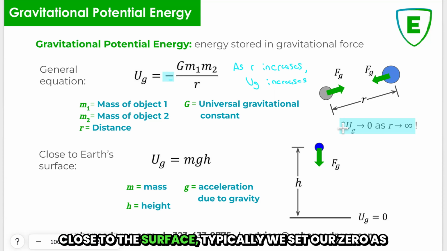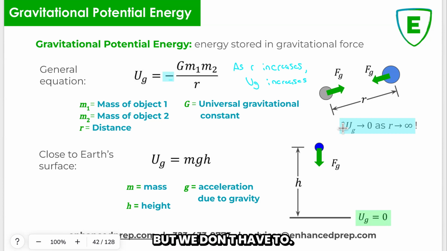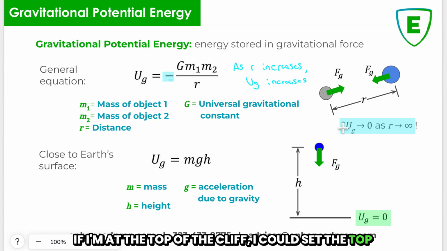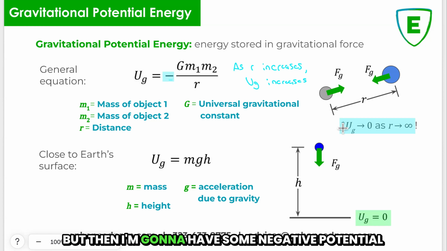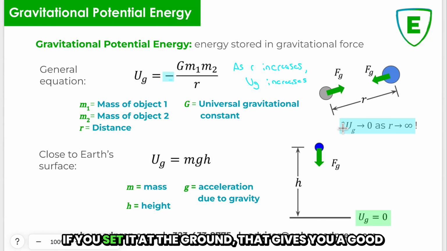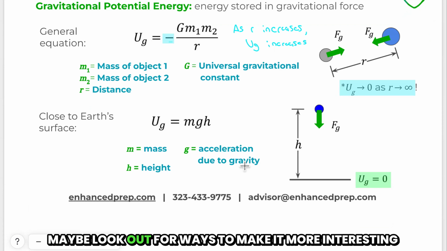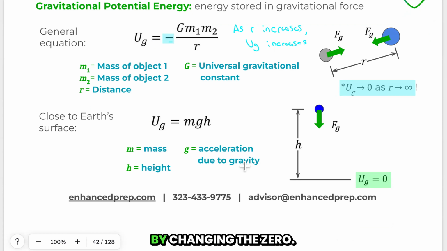Close to the surface, typically we set our zero as the ground and then compare everything to the ground, but we don't have to. If I'm at the top of the cliff, I could set the top of the cliff as the zero, but then I'm going to have some negative potential energy because I can also go below the cliff. So setting zero might change how we do problems, but if you set it at the ground, that gives you a good point. You can always start there. Maybe look out for ways to make it more interesting by changing the zero.